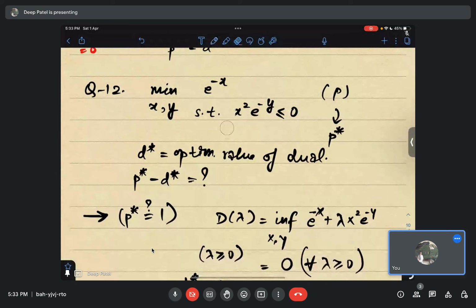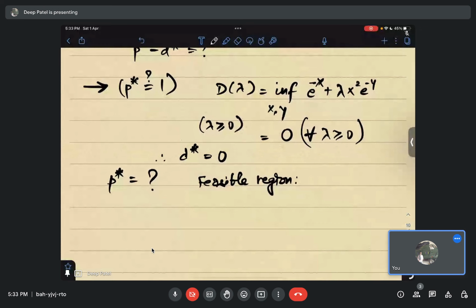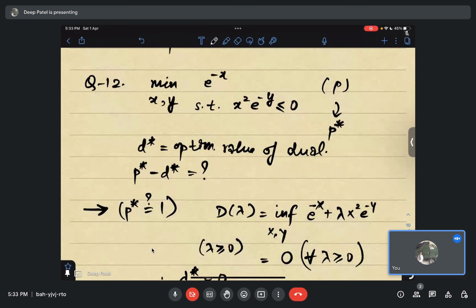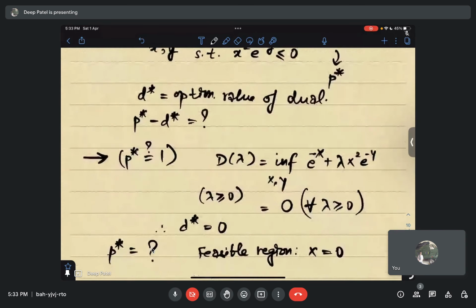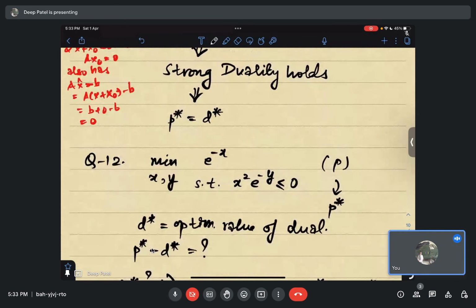Let's focus on this constraint. What about this quantity? Does it attain 0 value at all? No. So what is this saying basically? It's only possible to be equal to 0. Exactly. So the feasible region: x has to be 0, and y can be anything. X has to be 0. That's the only possibility we have.